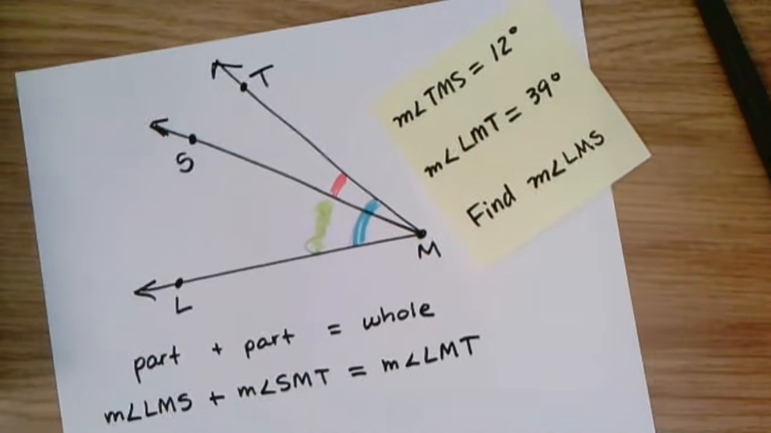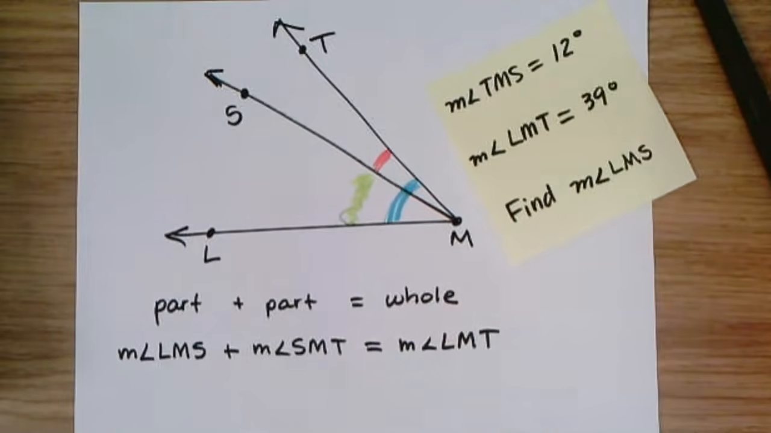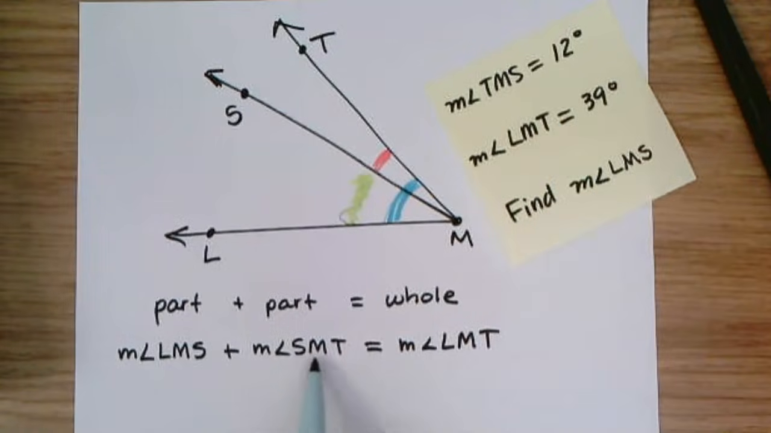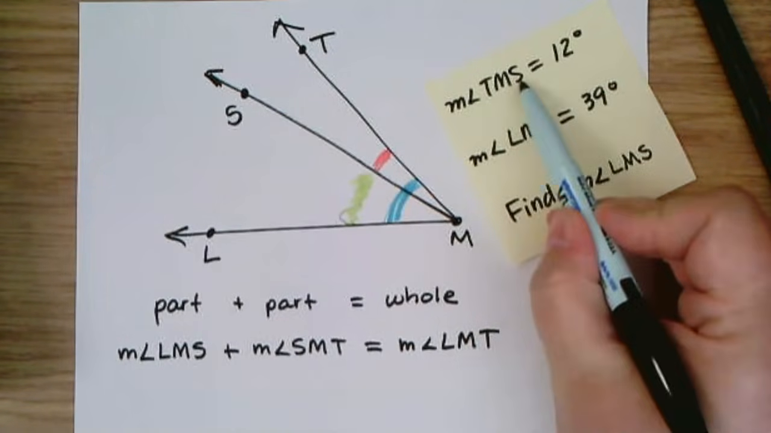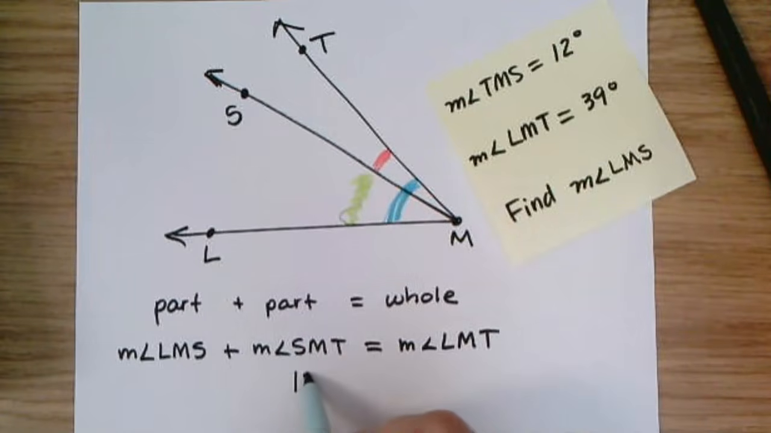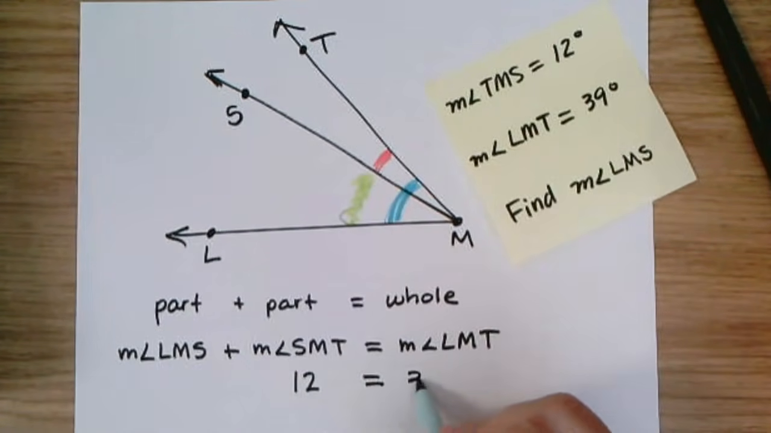That is how I can set up my equation, and I'm just going to substitute in this information that I was given. TMS is the same as SMT. You could turn the angle name around as long as you keep the vertex in the middle. So this is 12. LMT is 39.